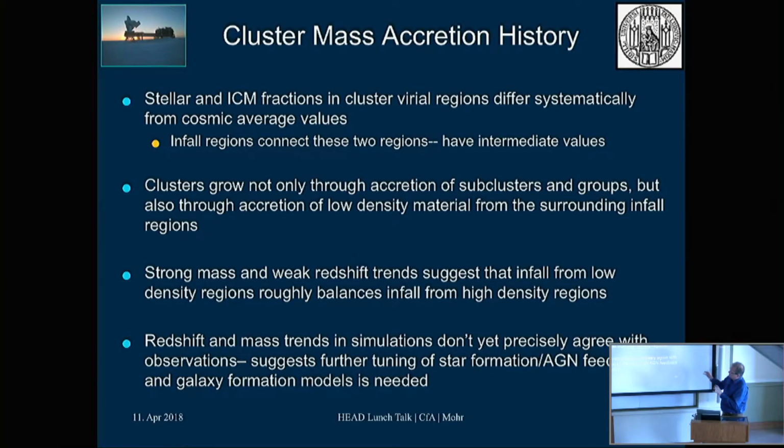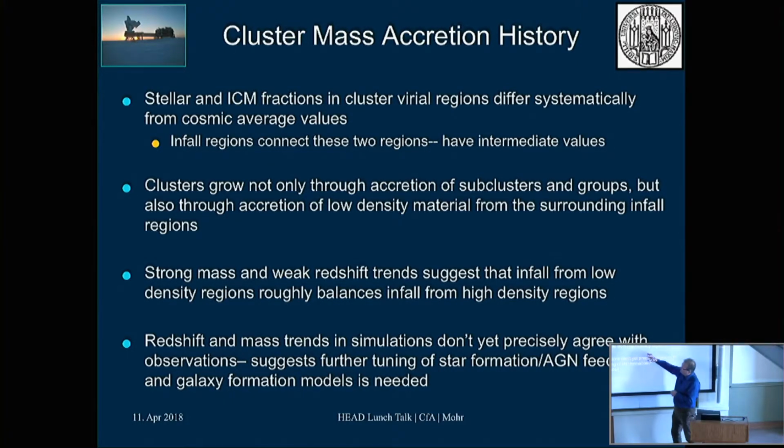Characteristically, they're different. And in the infall regions that live between the virial regions and the field, they must have intermediate values. So I think what we're seeing can be interpreted roughly as saying that clusters are growing not only through the accretion of subclusters, but also through the accretion of any low-density material in the infall regions that are surrounding the cluster itself. It could be direct infall of galaxies and the gas associated with them. It could be the infall regions of subclusters as they fall into the cluster. It all comes together and gets mixed.